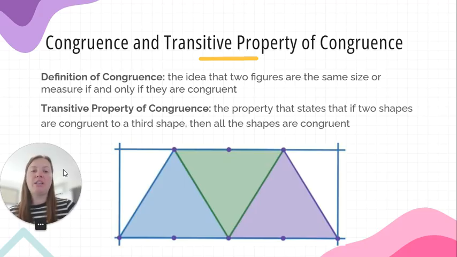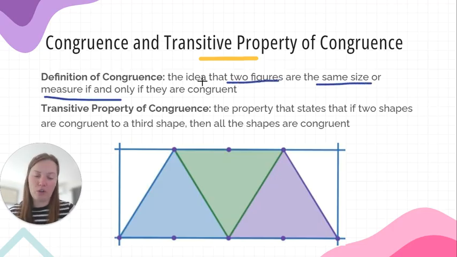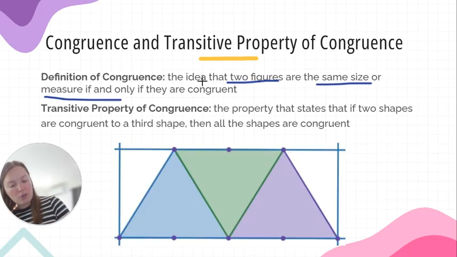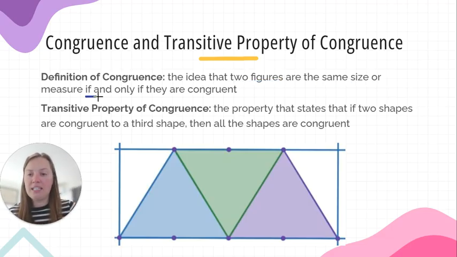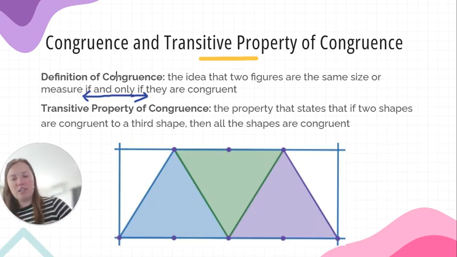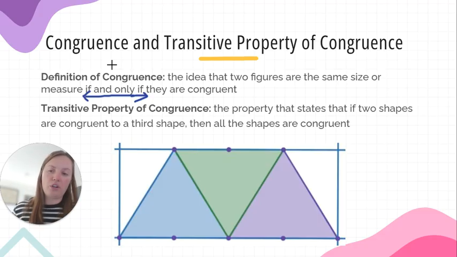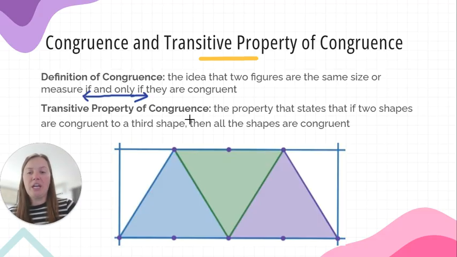Definition of congruence and transitive property of congruence. Okay, so definition of congruence means that two figures are the same shape or the same measure if and only if they're congruent. So if we have two figures that we're showing, angles are same shape, same size, then they're congruent. If something is congruent, that means their same shape and their same size is also equal. And that is this if and only if. We can work whatever direction we want to when we're working with the definition of congruence. We can start with congruent and therefore something happens, or we're showing that something is equal, same shape, same size, therefore they're congruent.